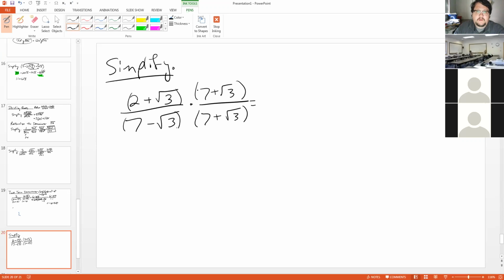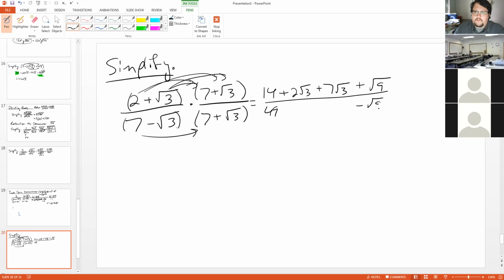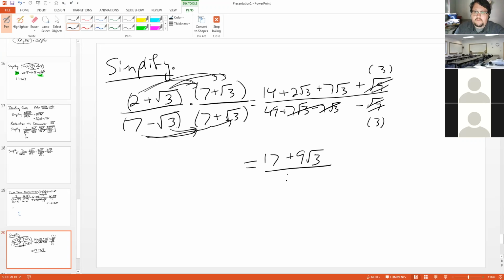So again, I'm going to FOIL those out. 2 times 7 is 14. 2 times root 3 is 2 root 3. Root 3 times 7 is 7 root 3. And then root 3 times root 3 is square root of 9. And then on the bottom, again, you can FOIL this out, but you're going to end up with this, right? Because you're going to get positive 7 root 3, and then a negative 7 root 3, and then negative square root of 9, and these two are going to cancel each other out. Square root of 9 is 3. So combining non-root parts, 14 and 3 make 17. 2 root 3 and 7 root 3 gives you 9 root 3 over 49 minus 3 is 46.